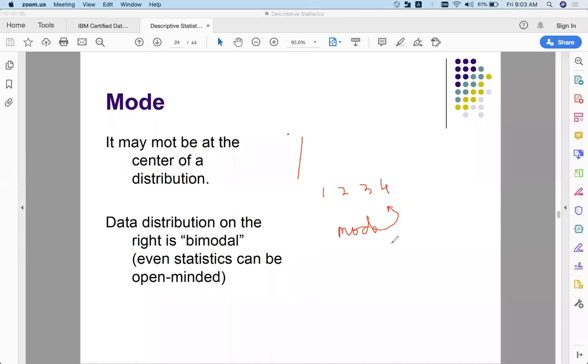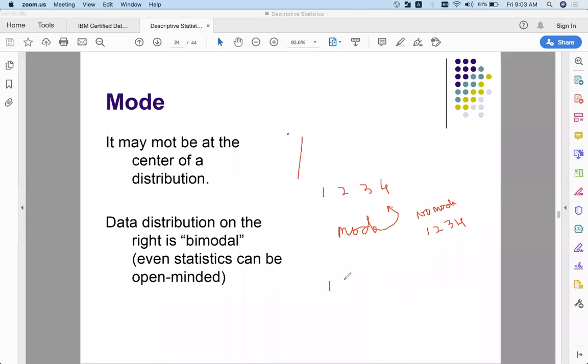All are unique. No mode? No, mode is there. That's what I meant. Itself is the mode. Or everything is the mode? Or no mode? Okay, so these are questions that I want you guys to figure out.